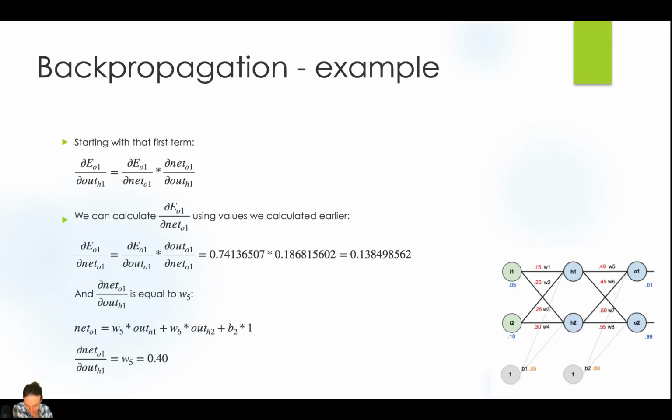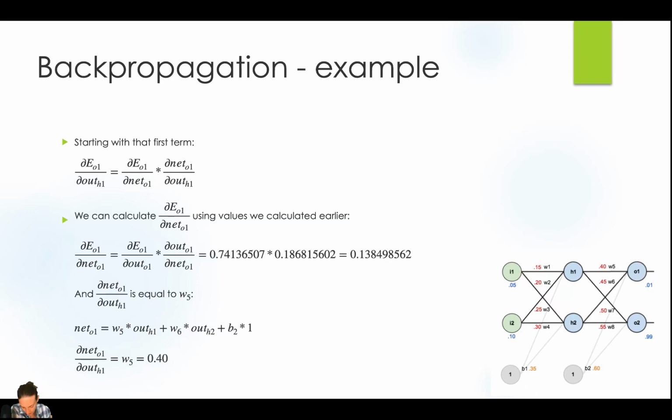Okay. Let's start with that first term, and the first term focuses on output layer O1. It can again just be split like we did earlier. It is network output here, partial of this times the partial of the network output given a change in H1. So we calculate this using the values that we actually obtained earlier.